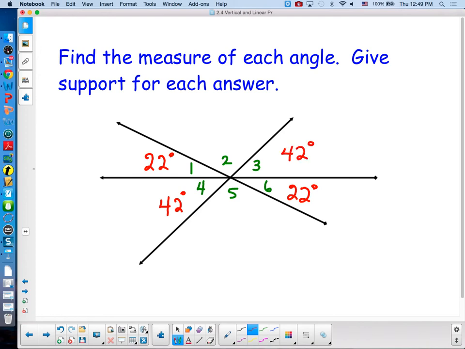Okay, raise your hand if you can explain to me how to do angle 2 or 5. Who haven't I heard from today? Dallas. Which angles, 42 and 22, do I need to look at? It probably doesn't matter, but which one should I look at? 4 and 1. Okay, 4 and 1 together make a total of 64 degrees.